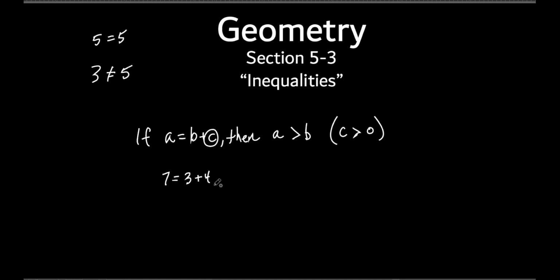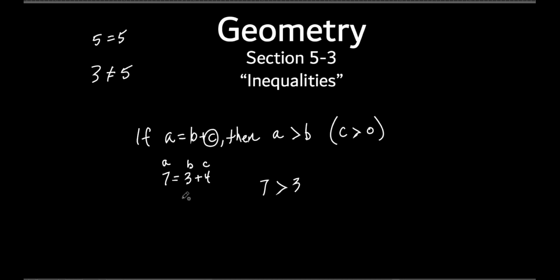So let's see if this is true. This was our A, this was our B, and this is our C. If this is true, do you agree that 7 equals 3 plus 4? What does this little statement right here say? That A, which is 7, has to be greater than what? 3. Does that make sense? Yeah. 7 definitely is bigger than 3, isn't it?